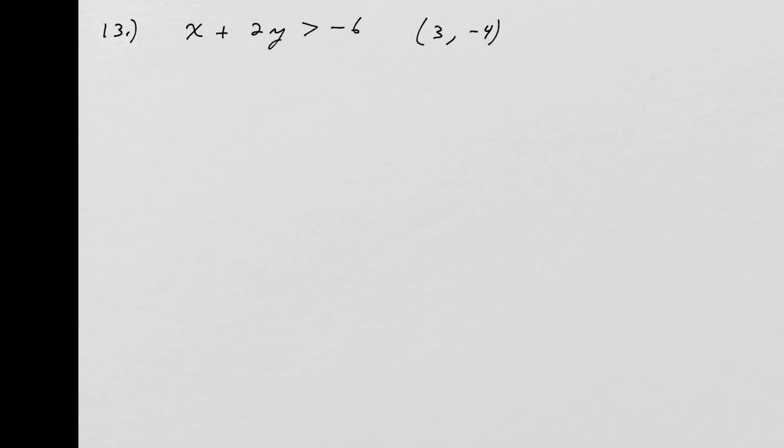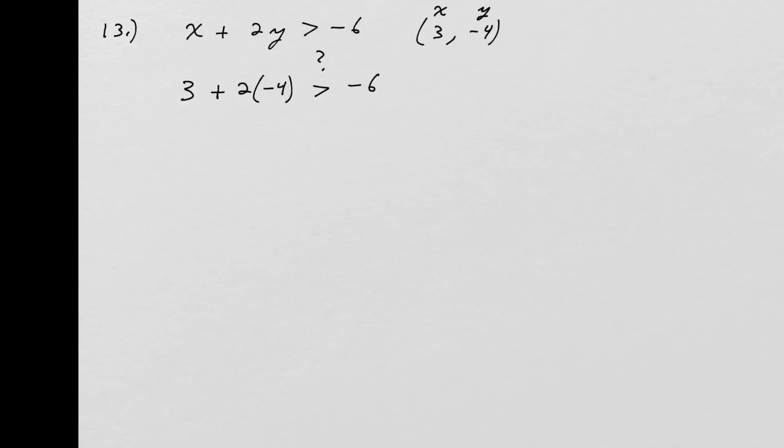But we don't have to graph this or anything to figure that out. The easiest way is to plug in that point and see if we get a true or false statement. So remember x is 3, y is -4. Where I have an x, I plug in 3. Where I have a y, I plug in -4. And I'll put a question mark here. Let's check to see if it's greater than -6.